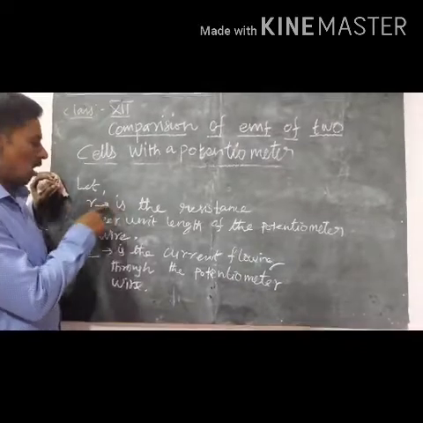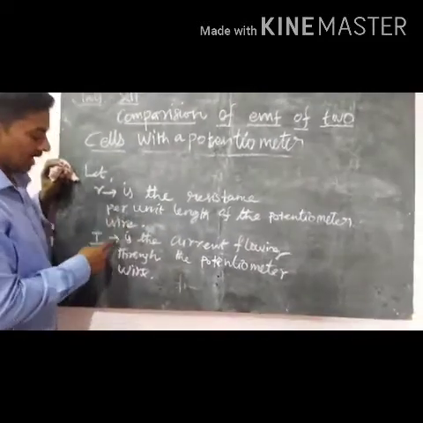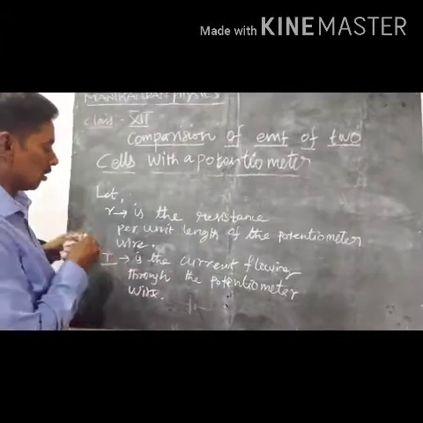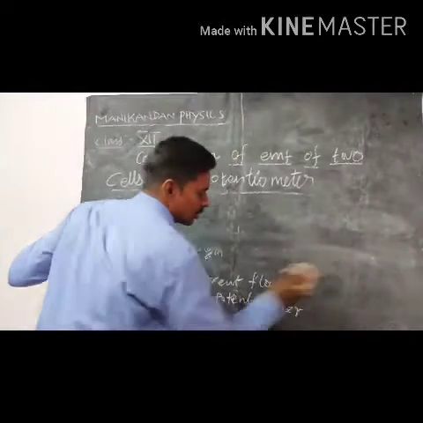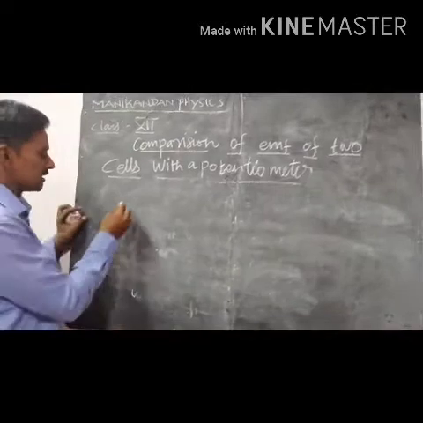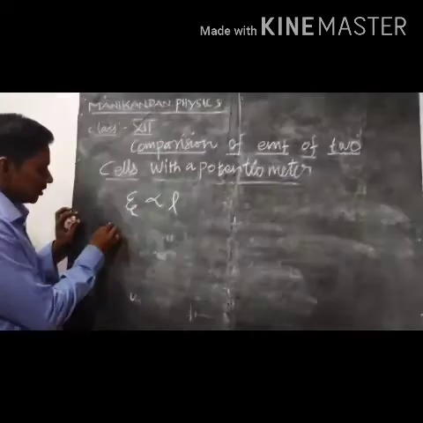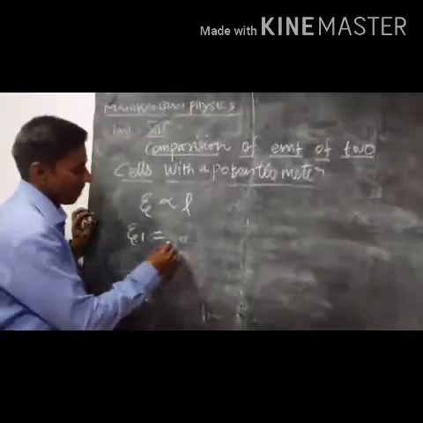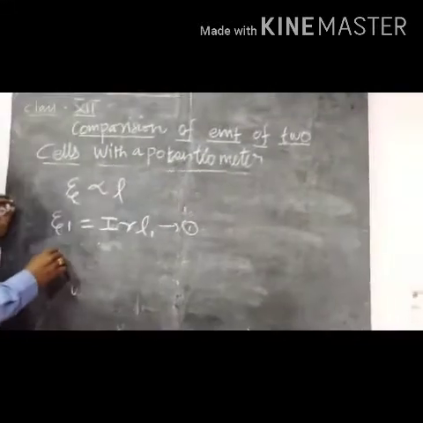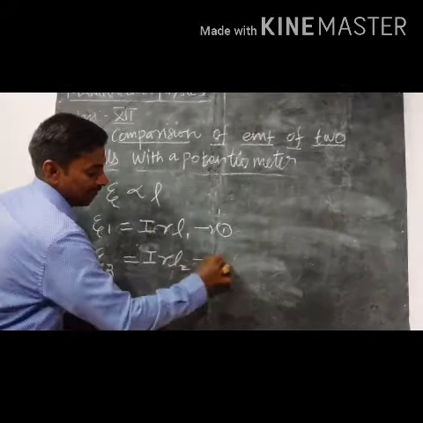Let R be the resistance per unit length of the potentiometer wire and I the current flowing through the potentiometer wire. So, we know the potentiometer principle: psi is directly proportional to balancing length. So, psi 1 is equal to I R L1, equation number 1. Similarly, psi 2 is equal to I R L2, equation number 2.